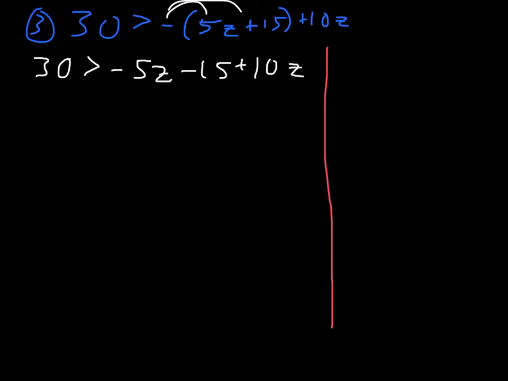Okay, on my right side I can combine negative 5z and 10z. So I'll have 30 is greater than negative 5z plus 10z is 5z.